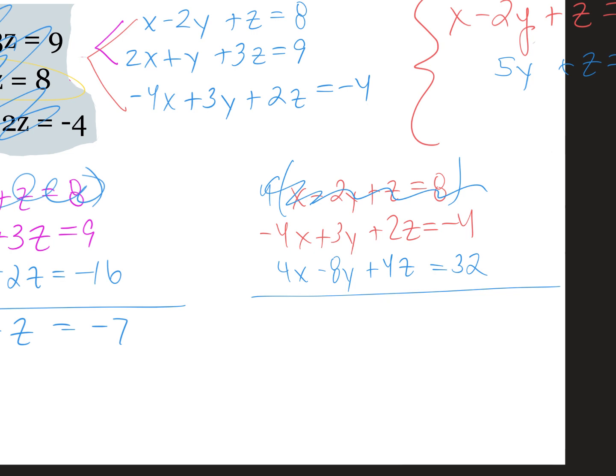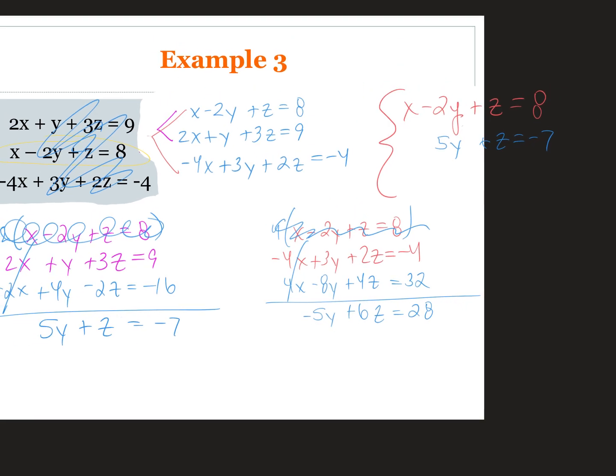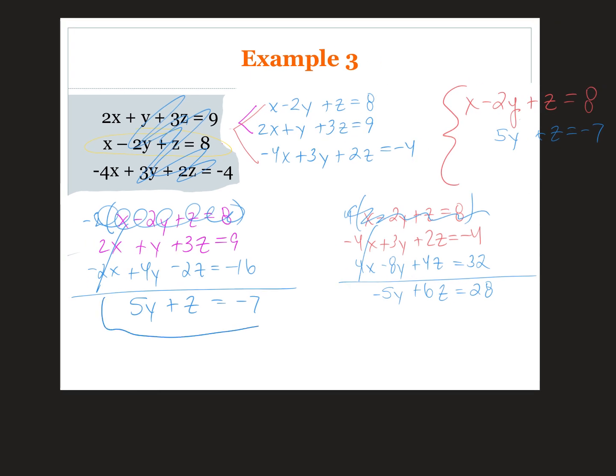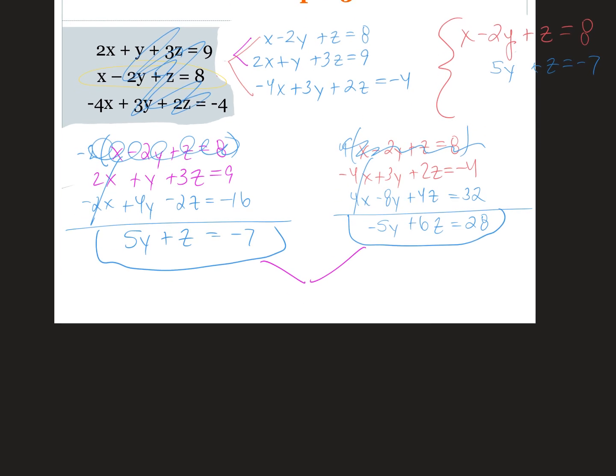What happens to my x's? They cancel. What's 3 minus 8? Negative 5y plus 6z equals what? 28. Now I'm trying to get my last equation to have only one variable. Do you see how we've eliminated x's for both of them, and now we can take those two right here, and we can do what with them? We can combine these two in order to get the y's to cancel. Doesn't matter which one you write on top, so I'm going to write 5y plus z equals negative 7. Negative 5y plus 6z equals 28.